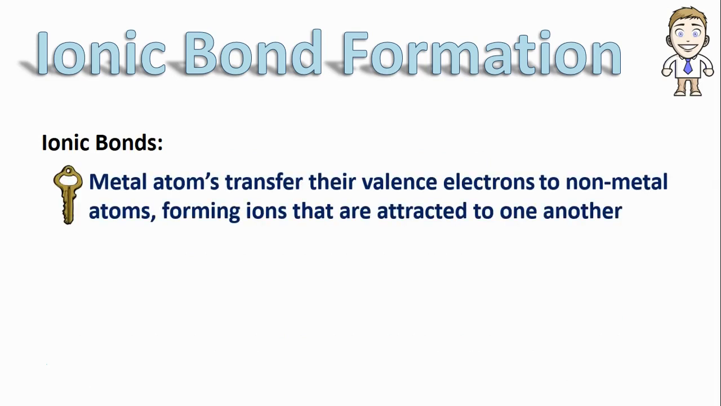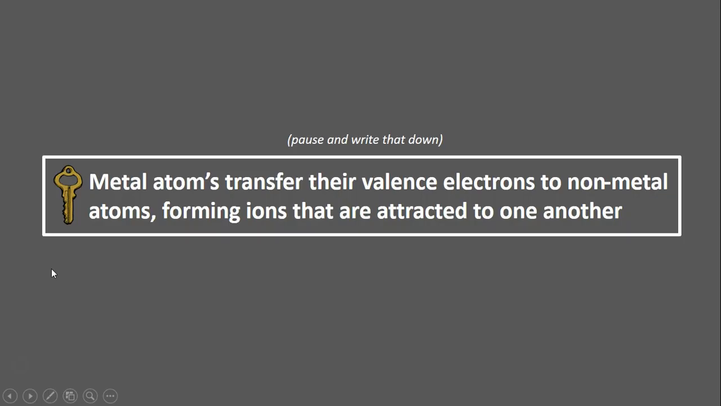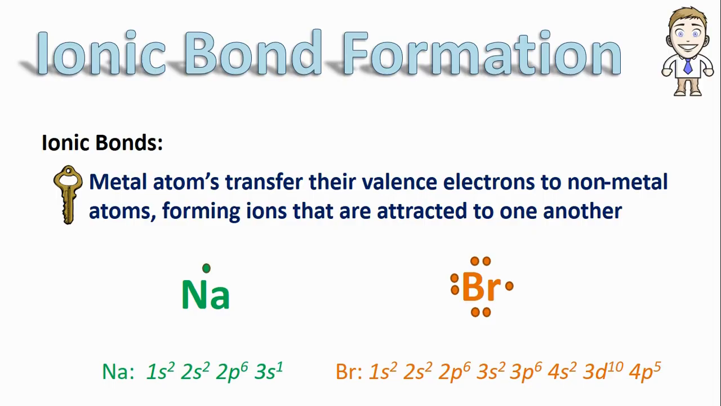First of all, ionic bonds involve metal atoms transferring, that's an important word, transferring their valence electrons to nonmetal atoms. So we've answered that question of where do they go and where do they come from? They transfer them between each other and you form ions, and because those ions are oppositely charged, they are then attracted to one another. Let's take a look at that process with sodium and bromine, our examples from the start of the video.